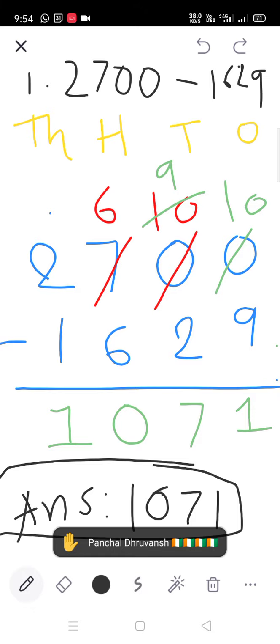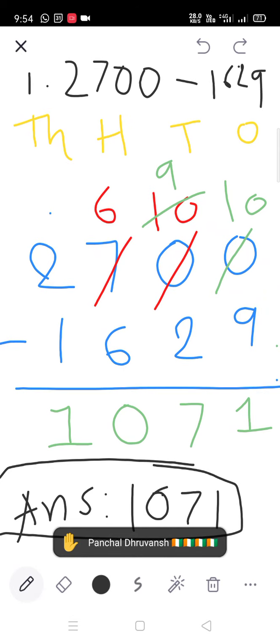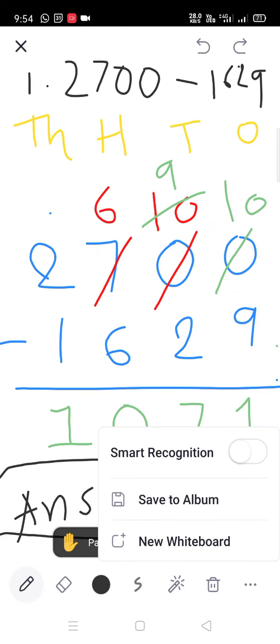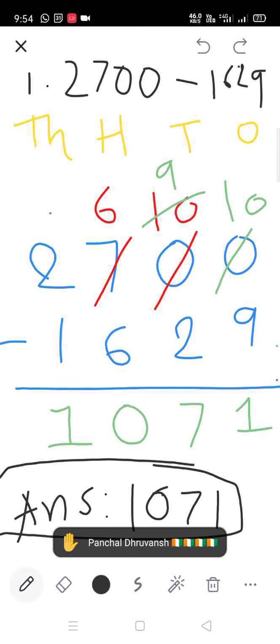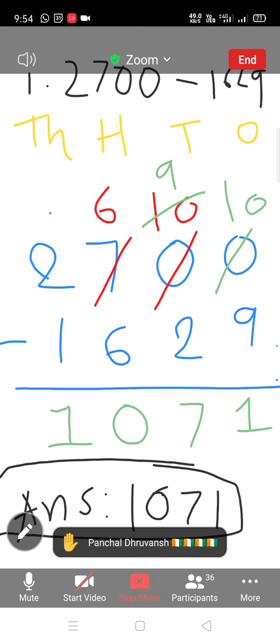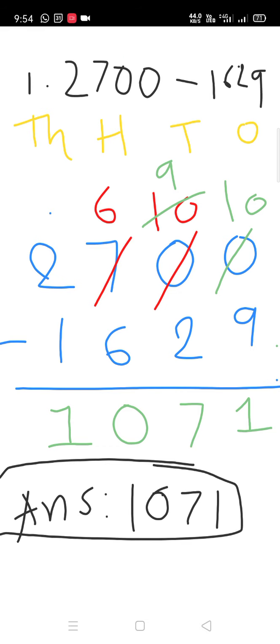Write down this example in your notebook. I gave you only the 5 minutes. Write down this example in your notebook. 2700 minus 1629. Students, yes, you have to write down this in your notebook.